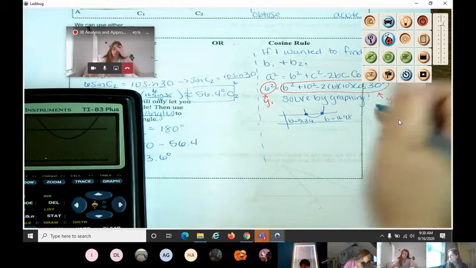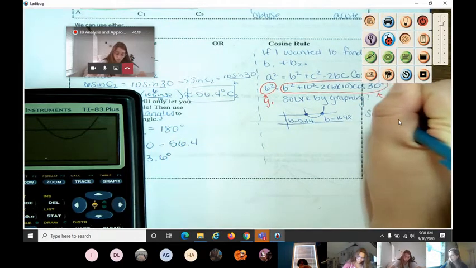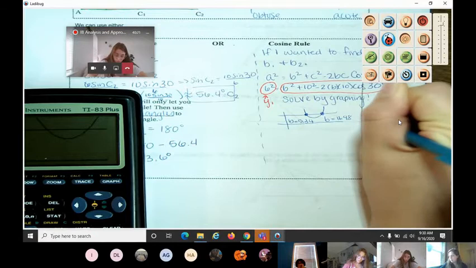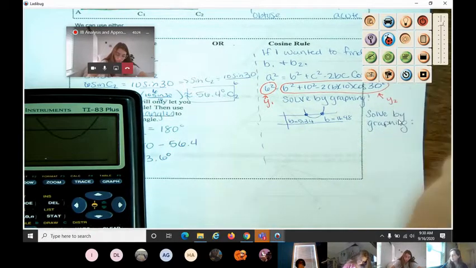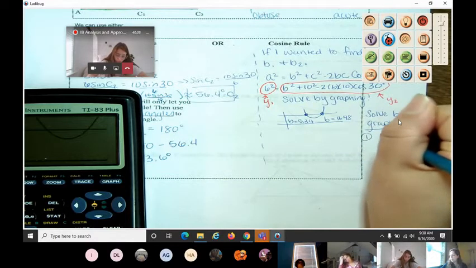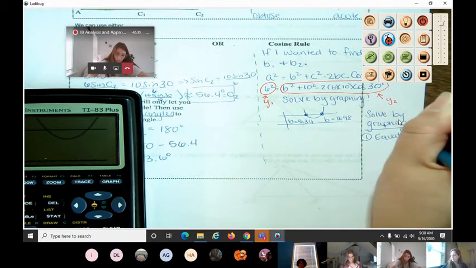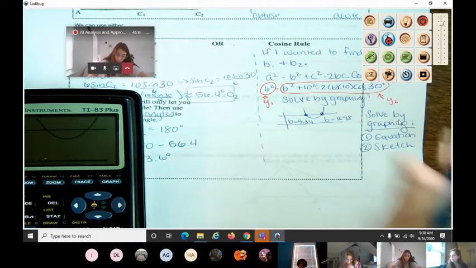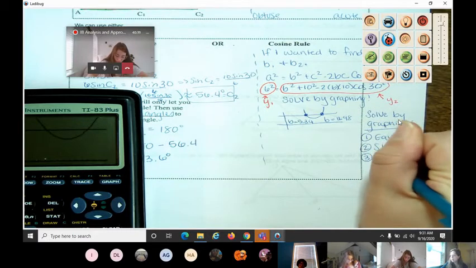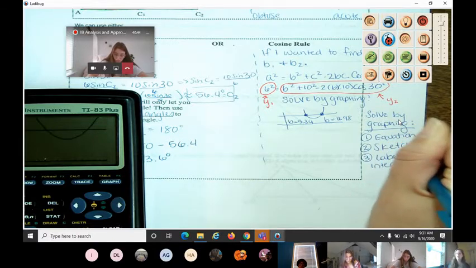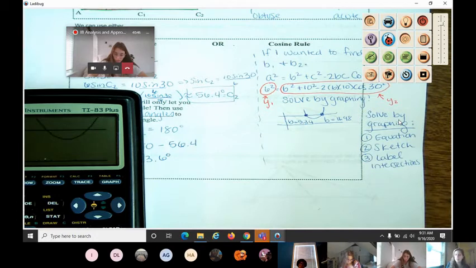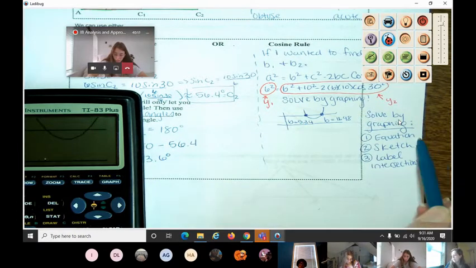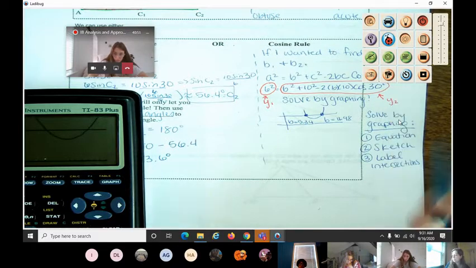Okay, so when you're solving by graphing, your steps are going to be to first figure out your equation and set that up. Second step is to sketch the graph that you got. Okay, and step 3 is going to be to label intersections. So when you guys are solving by graphing, those are the 3 things you have to have. You have to have your equation set up, and I have to see what you picked as y1 and y2. You have to have your sketch, and you have to label your intersections.